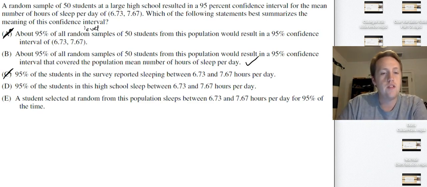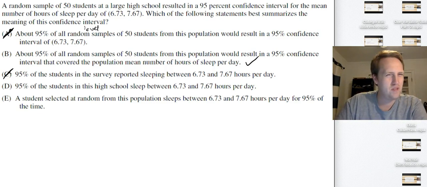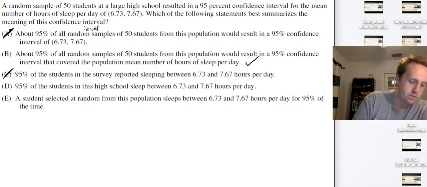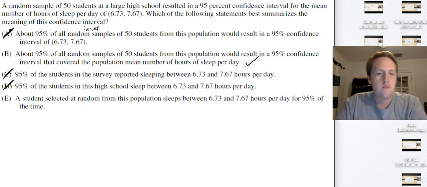95% of students in this high school sleep between 6.73 and 7.67. That's getting more on the right track, kind of, but still not really, because at least it's talking about the population, but that's still not a true interpretation. A student selected at random from this population sleeps between 6.73 and 7.67 hours per day for 95% of the time. That doesn't even make any sense.